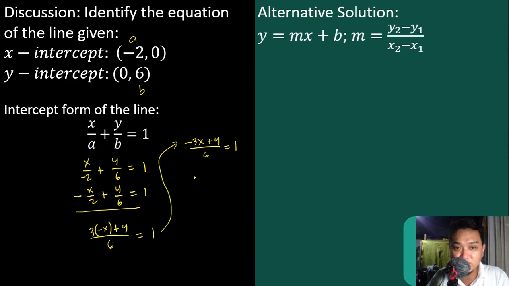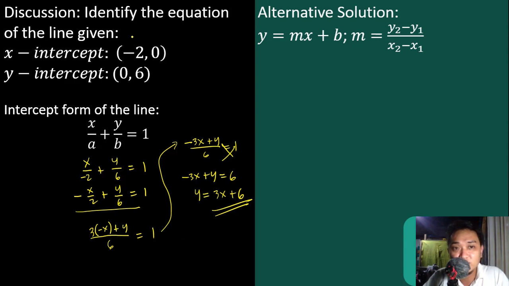Now, let us cross multiply. So that is negative 3x plus y is equivalent to 6 times 1 is 6. And let us transpose negative 3x to the other side of the equation. That becomes y is equivalent to 3x plus 6. So this is our linear equation. Tingnan natin kung pareho lang makukuha natin pagka ang ginamit natin yung slope intercept form. Subukan lang natin.